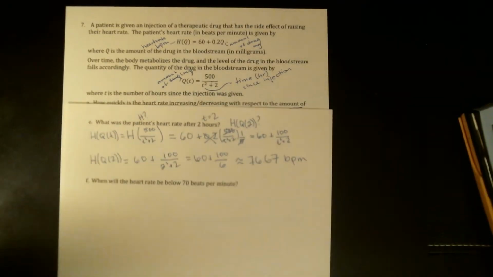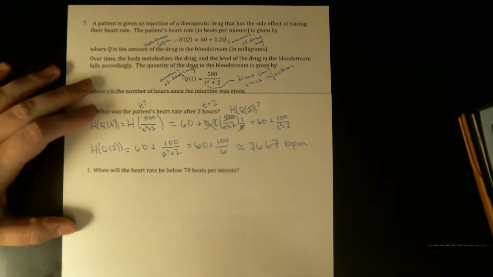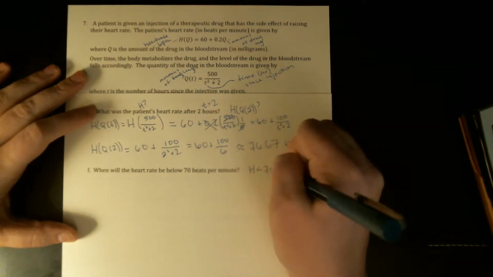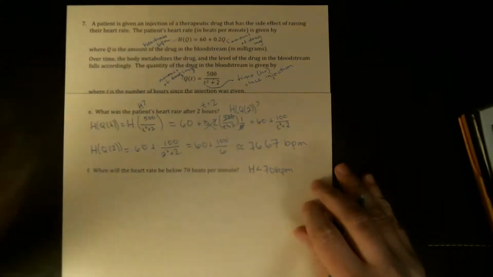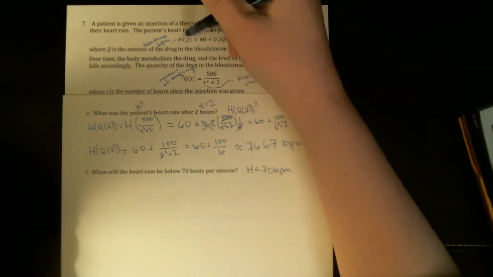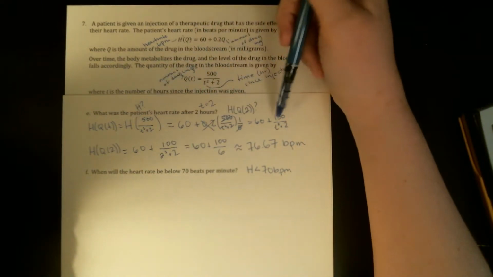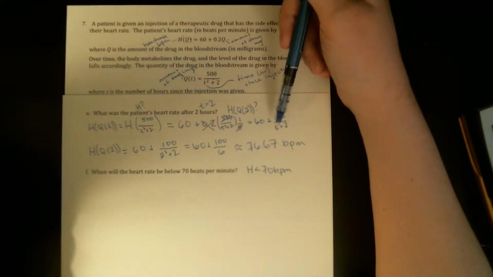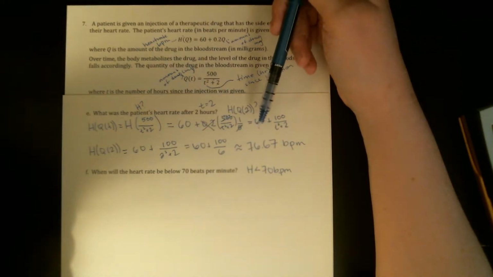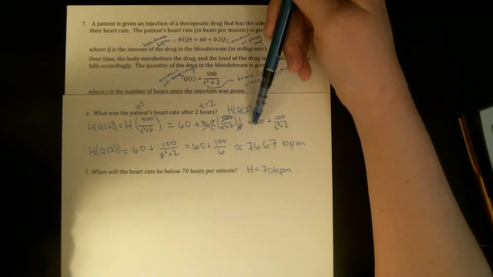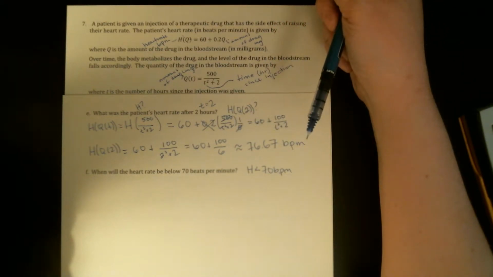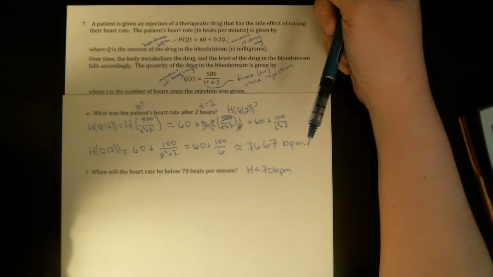All right, so for part F, we want to know when the heart rate is below 70 beats per minute. So we have heart rate as a function of Q up here at the top, and we have heart rate as a function of T right down here. I would say in this problem it's slightly disguised again, but it says when. I think we want to relate heart rate back to time, so figure out the time interval at which their heart rate is below 70 beats per minute.